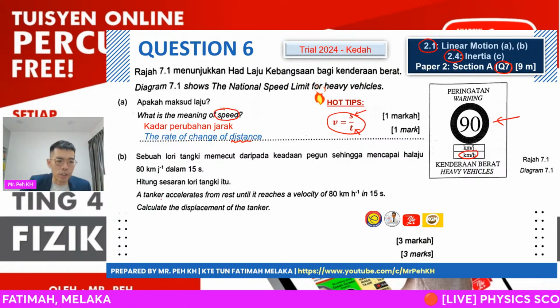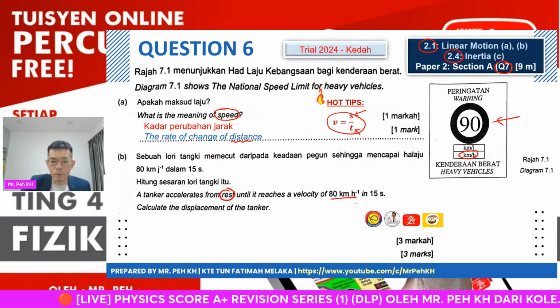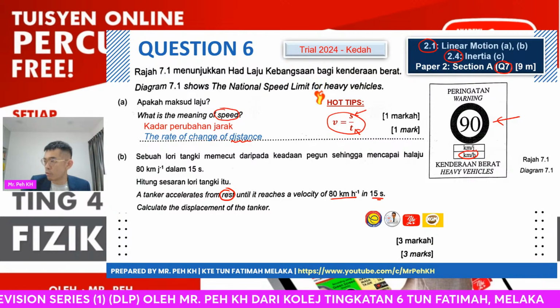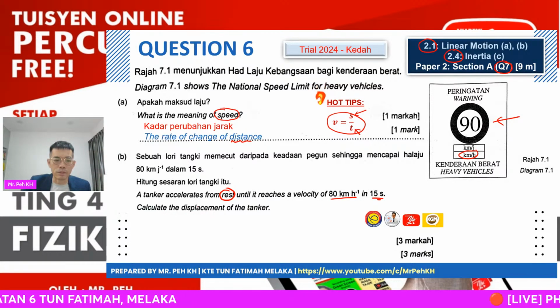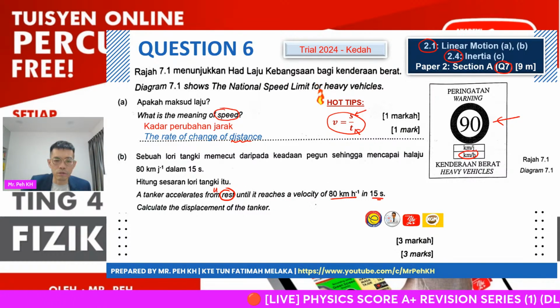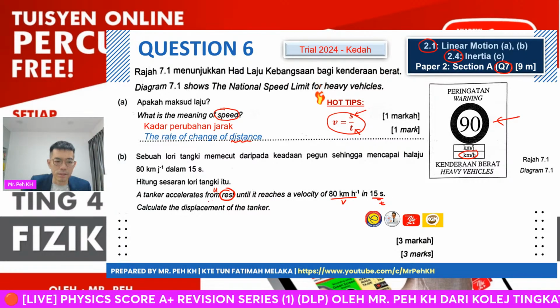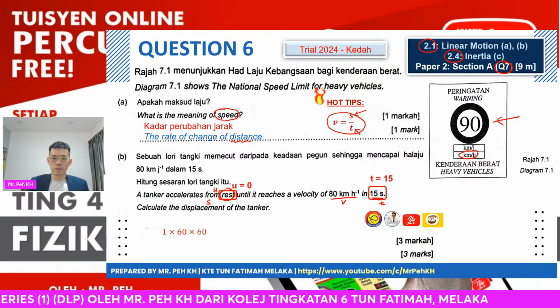Okay, so the B. A tanker accelerates from rest until it reaches a velocity of 80 km per hour in 15 seconds. The rest here shows that the initial velocity is equal to 0. You should also be able to identify this. So calculate the displacement of the tanker. Here they give you U, give you V, give you T, and ask you to find the displacement. So all the values are given already.